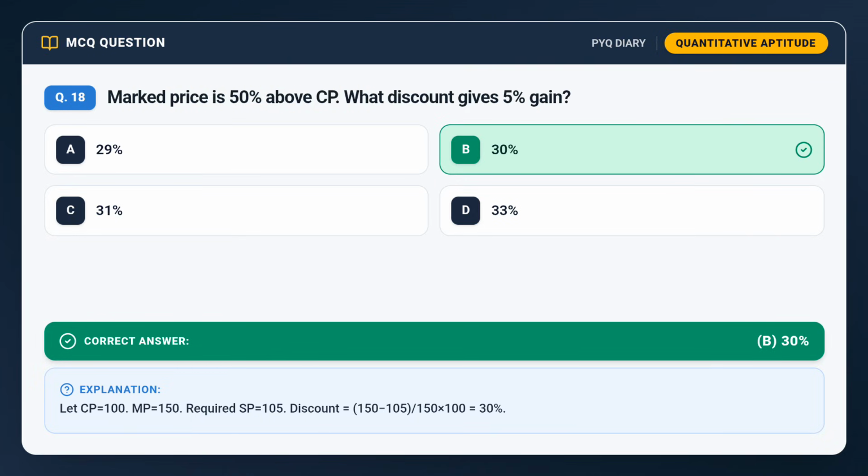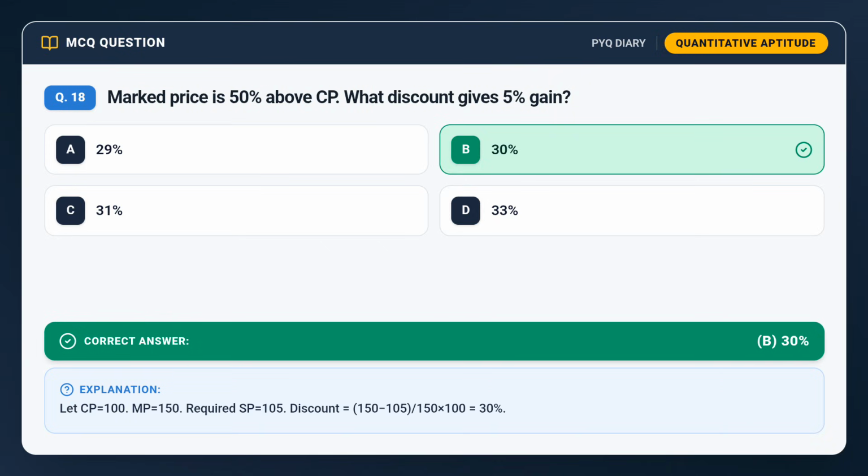Question number 18. Marked price is 50% above cost price. What discount gives a 5% gain? Your options are A. 29%, B. 30%, C. 31%, and D. 33%. The correct answer is B.